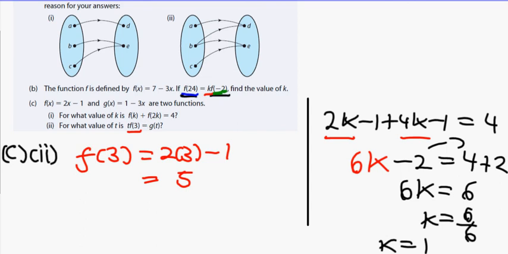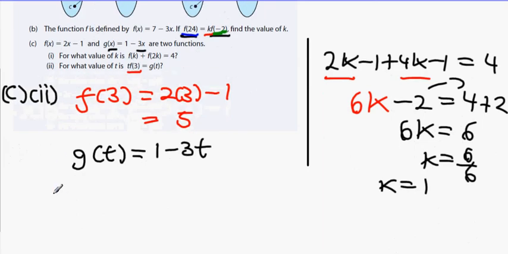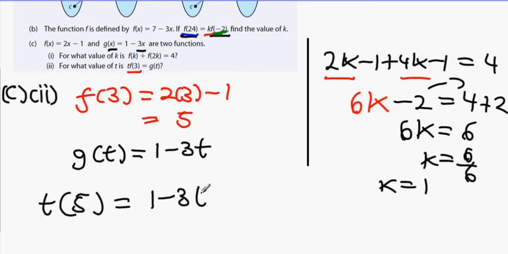Now, what about g of t? What do you think happens? What do you think g of t is? Replace x with t. You're going to get 1 minus 3t. Now what the formula is saying is multiply t by f3. What's f3? 5. And that equals g of t, which is 1 minus 3t. What's t times 5? 5t equals 1 minus 3t.